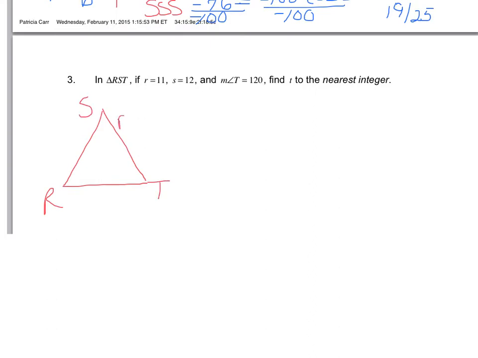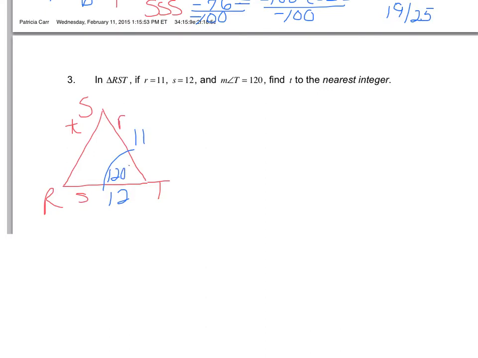RST, little r, little s, little t. All right, they say here that r is 11, so we're going to put it in. S is 12, put it in. Angle T is 120 degrees, so we're going to put that in. They want us to find little t.